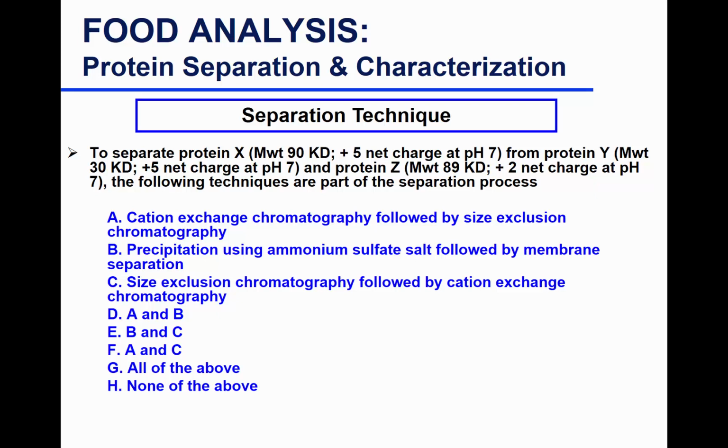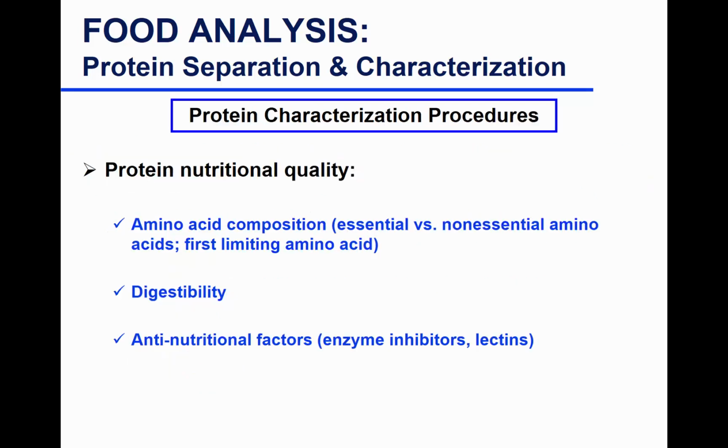B, you can also use salt to precipitate the protein with the different charge first, and then you end up with those that have more charge that remain in the solution. And these you can separate using a membrane separation with a cutoff of, say, 35 kilodalton. So everything less than 35 will go through, and then that would be your permeate, and then the retentate will be the 90 kilodalton protein. So you can do any of those and get to a similar result.